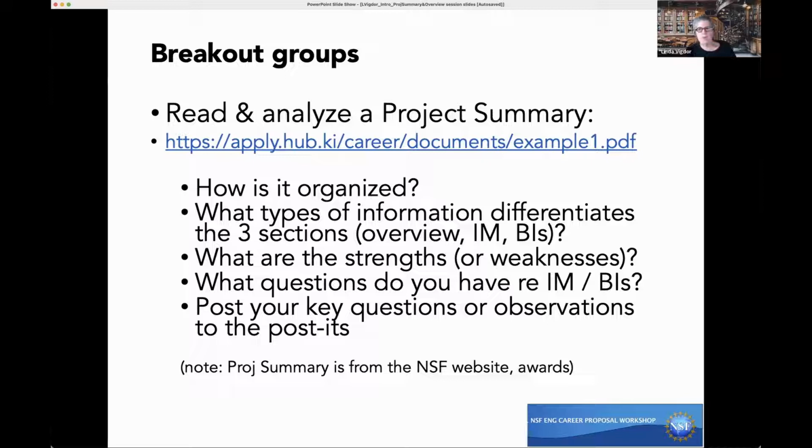So if you analyze it, you can maybe pick out some of the things that are weaker, some things that are better about it. So look at how it's organized, because it's generally good. And then look at the different types of information in the 3 sections: the overview, intellectual merit, and broader impacts. You can think about the strengths or weaknesses of each section, and then post on your Post-it notes questions about the project summary and the overview, intellectual merit, broader impacts, and then we will answer them when we come back as a full group.